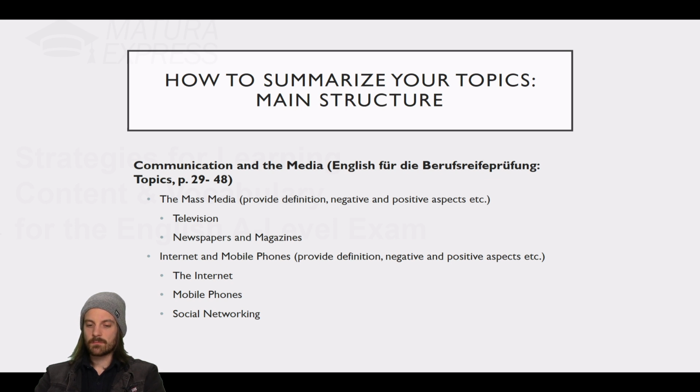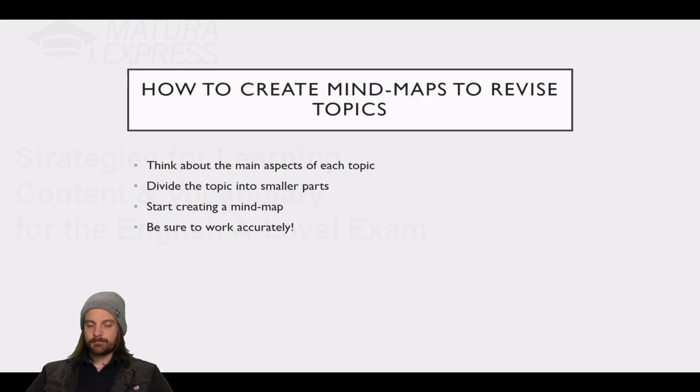The next subtopic in this case is internet and mobile phones. You have the internet, you have mobile phones, and you have social networking. So that's the things you should know. Another important thing, again, is you should be able to provide definitions, and you should elaborate on the negative and positive aspects of internet and mobile phones and social networking, of course. So all of this here should be able to negative, positive aspects, provide definition, yes.